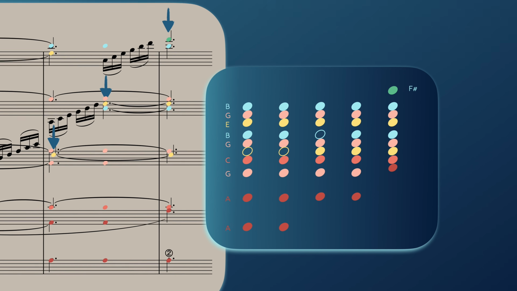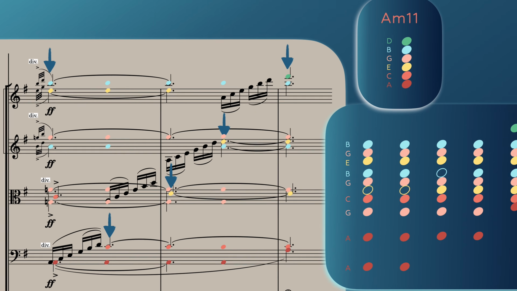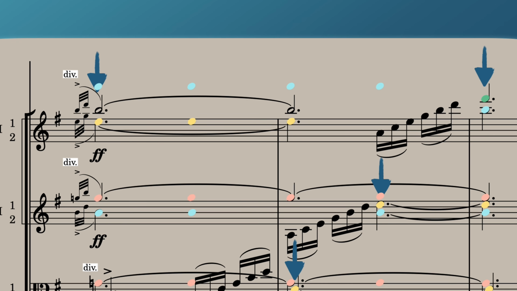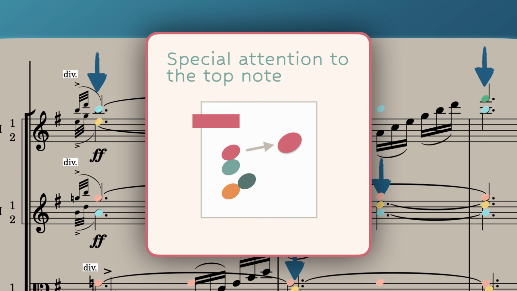Also, notice that Ravel doesn't use the color tone D, the 11th of the chord, in his harmony, keeping the harmony below the top melody note. Once again, Ravel is always attentive to the relationship between the melody and the top note of its supporting harmony.